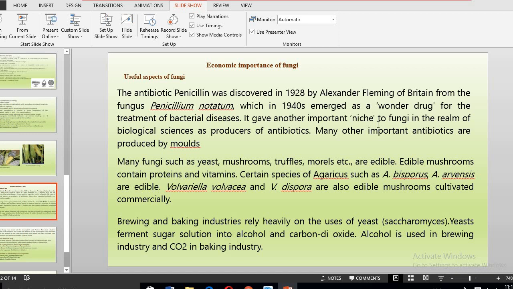Now, the brewing and baking industry relies heavily on the use of yeast. This is Saccharomyces. The yeast, we know, ferments sugar, and the sugar solution that is fermented produces alcohol and carbon dioxide. The alcohol is the one that is used in the brewing industry, while carbon dioxide is used in the baking industry.